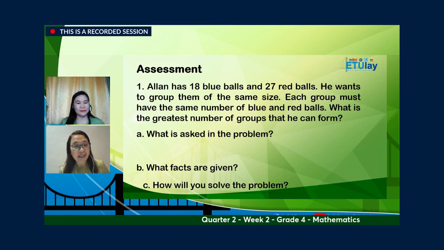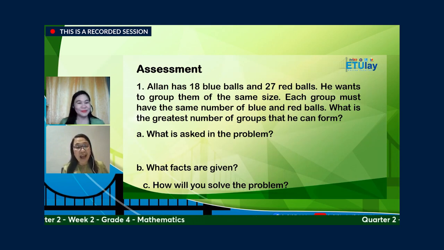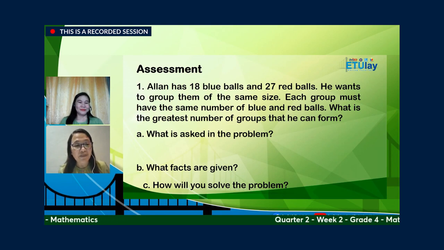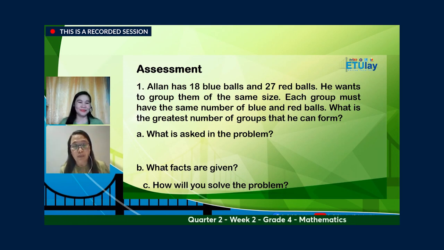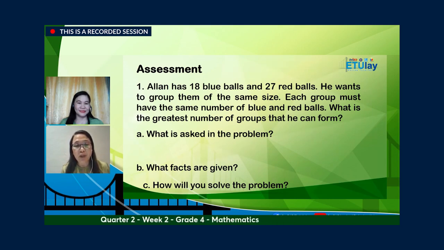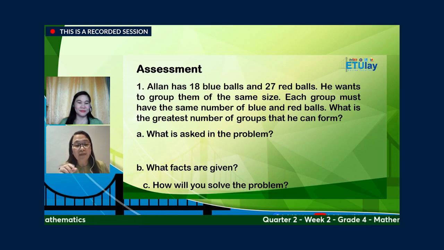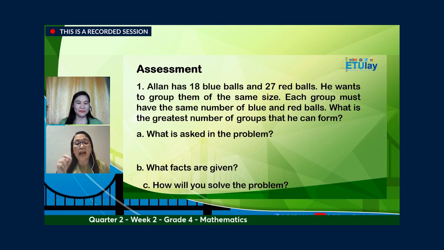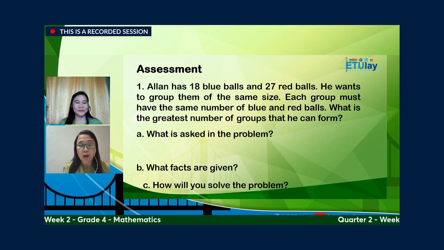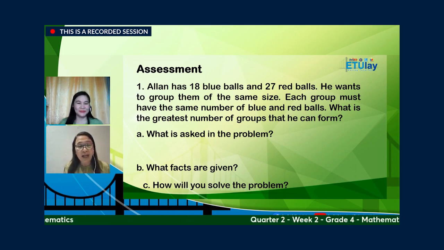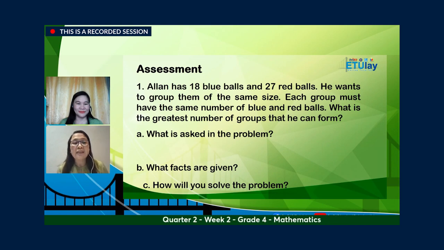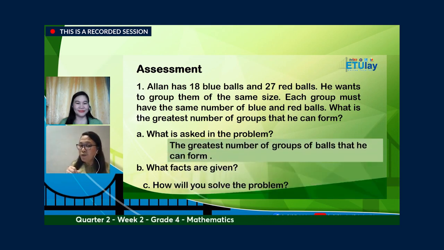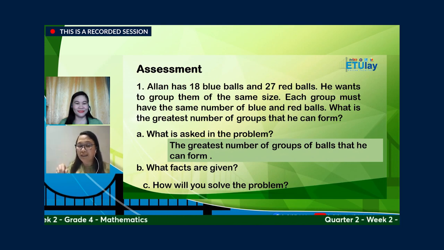Alan has 18 blue balls and 27 red balls. He wants to group them of the same size. Each group must have the same number of blue and red balls. What is the greatest number of groups that he can form? Okay, to answer this problem, we have 3 questions there. What is asked in the problem? What facts are given? And how will you solve the problem? For letter A, what is your answer, children? If your answer is the greatest number of groups of balls that he can form, you got it right, children.